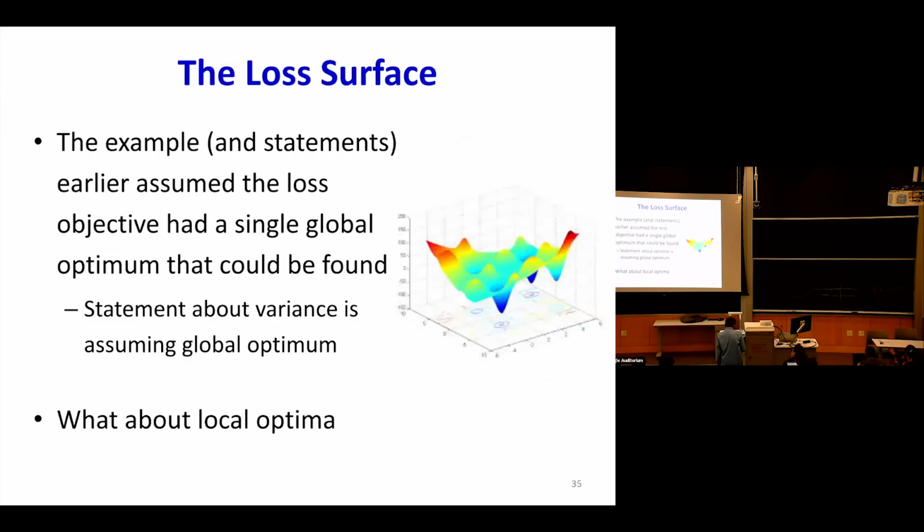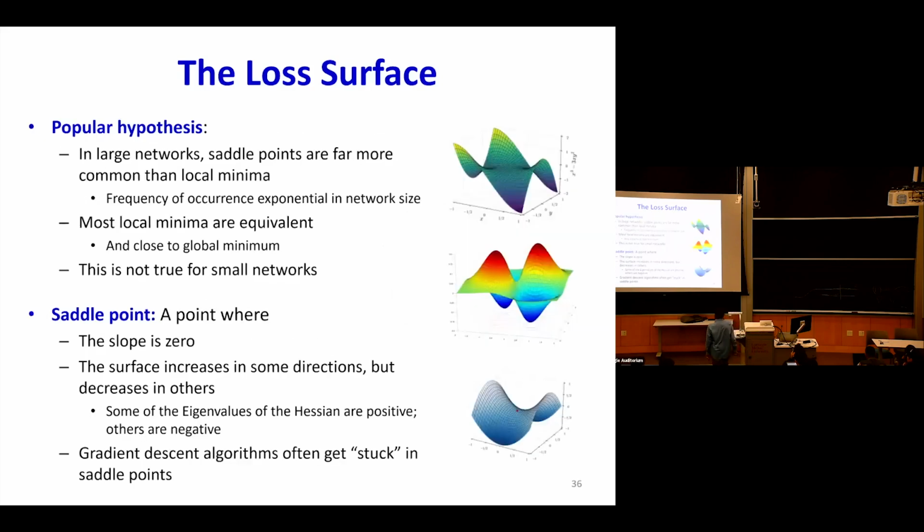So what does the loss surface look like? The popular hypothesis is that in large networks, the loss surface is not going to be a nice little bowl of any kind. You're going to get lots of saddle points. Saddle points are where the derivatives are locally flat, but along some directions the function is curving down, and in other directions the function is curving up, right? And so the loss surface has many such saddle points.